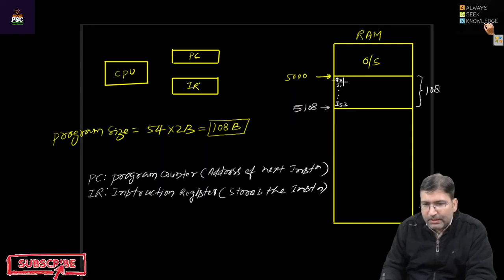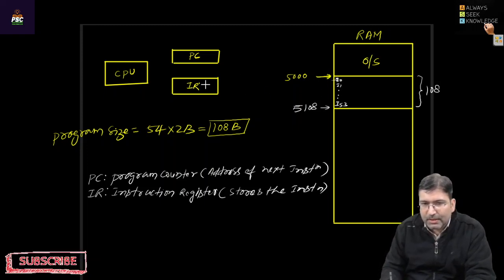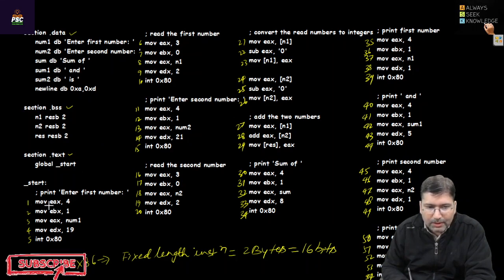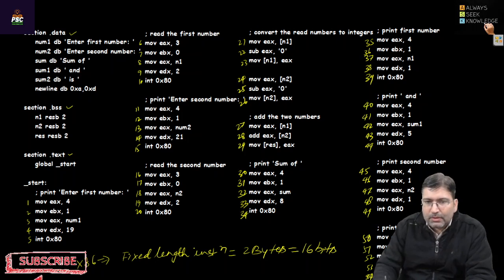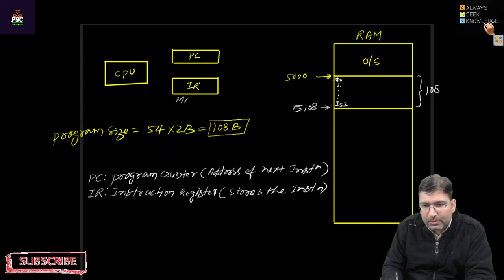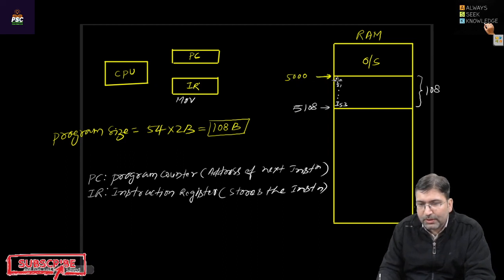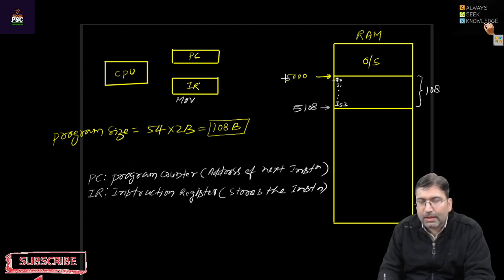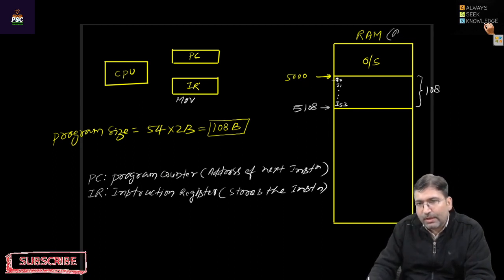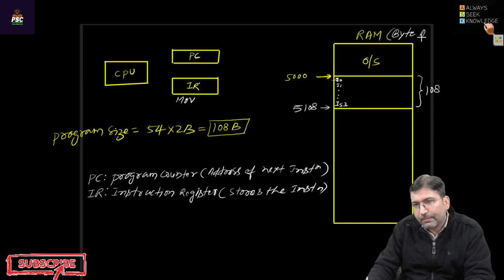So let's say the very first instruction is loaded inside the IR. So this IR has the very first instruction. Let's assume that the very first instruction is MOV EEX4, right? So that MOV instruction is loaded here, and it is getting executed. For the next address, because the first instruction was available at address 5000, and every instruction is of 2 bytes, and RAM is byte addressable, so I'm writing here RAM is byte addressable memory.